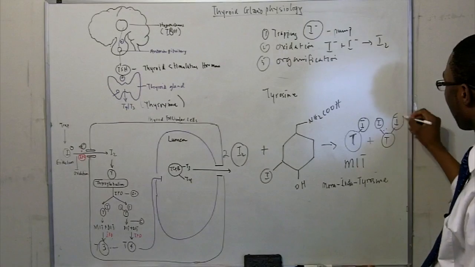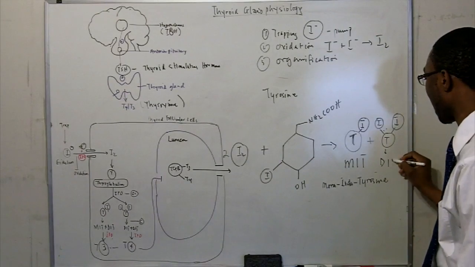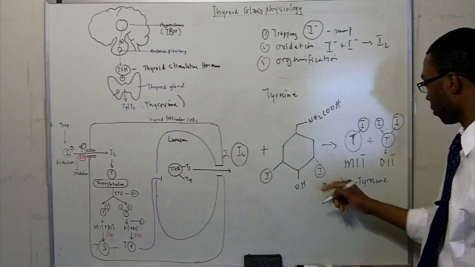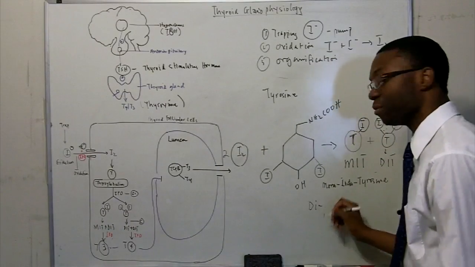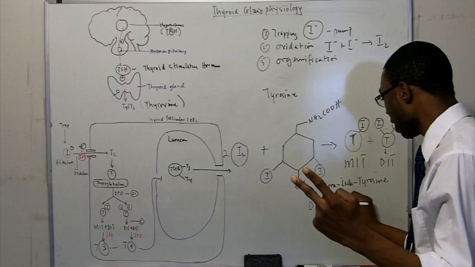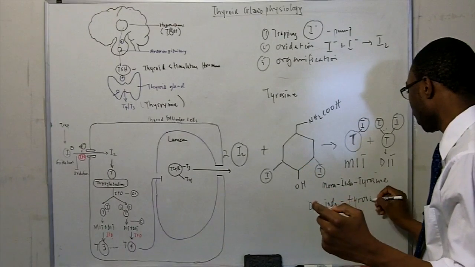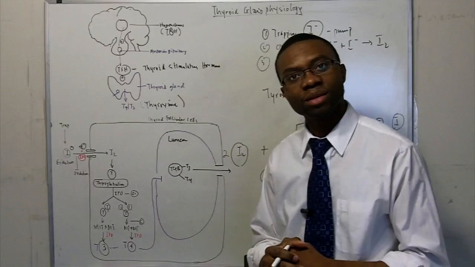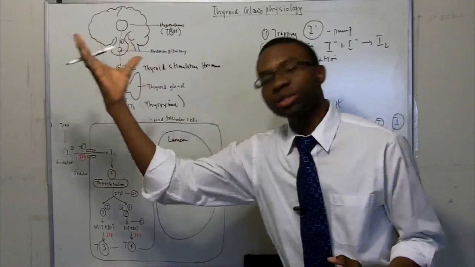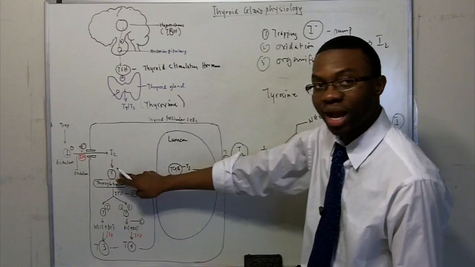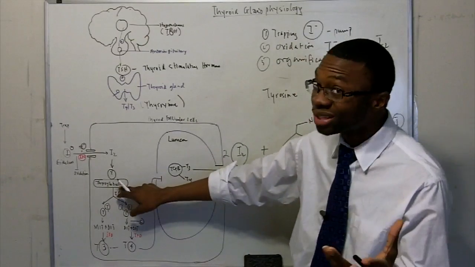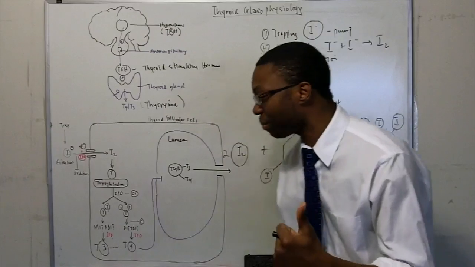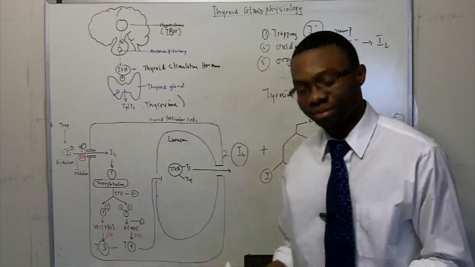Now we have two iodine molecules. This is called DIT. DIT will look like this, which stands for di, which means two, iodotyrosine. So now we've done the organification steps. See how easy it is? We take an iodine molecule, we trap it, we bring it in, we bind it to a tyrosine molecule, which is on thyroglobulin, using the same enzyme, iodine peroxidase, to form MIT.